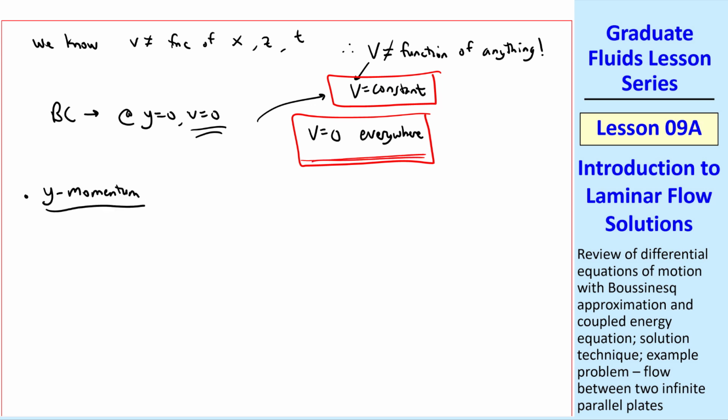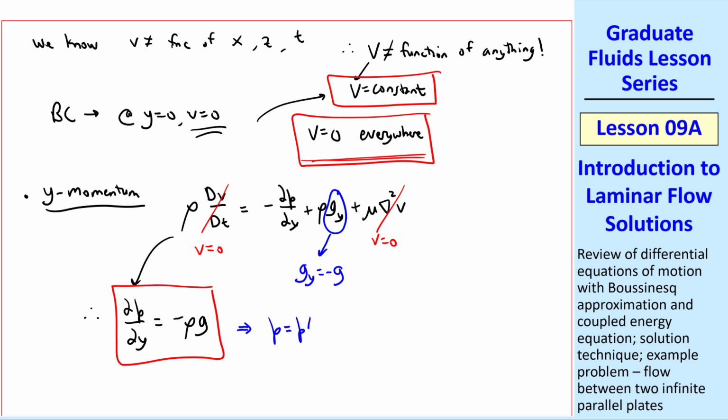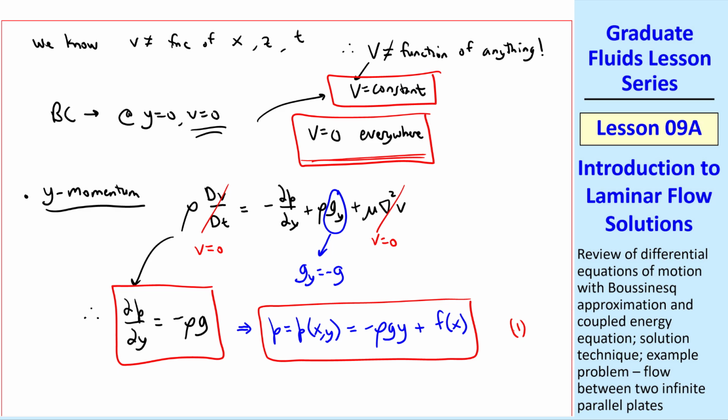Now let's apply the y momentum equation. Again, in Cartesian coordinates, we write it out like this, but V equals 0, which eliminates the first and final terms. g_y is negative g, since gravity is acting down in the negative y direction. Thus, ∂P/∂y is minus rho g, which we can integrate, noting that P is a function of both x and y. So the integration gives negative rho g y plus some function of x, not a constant, since this is a partial integration. I'm going to call this equation 1.